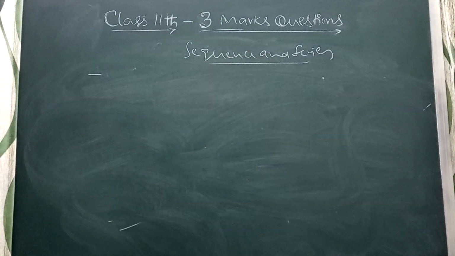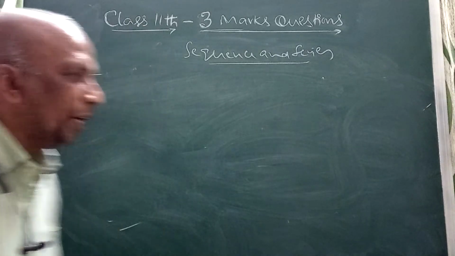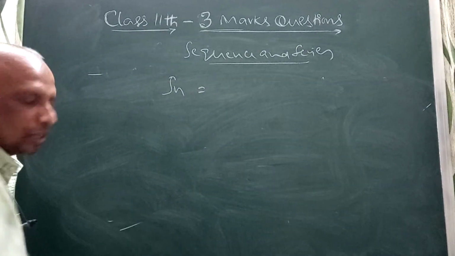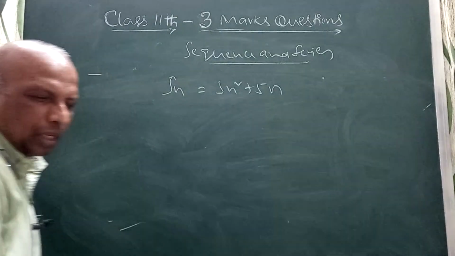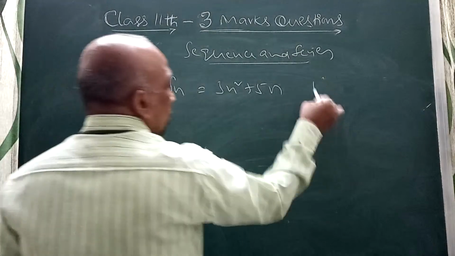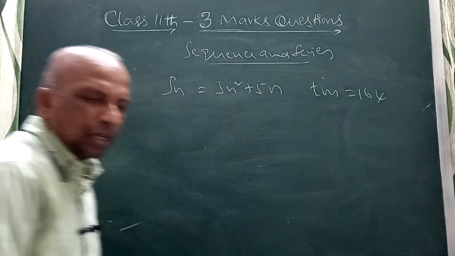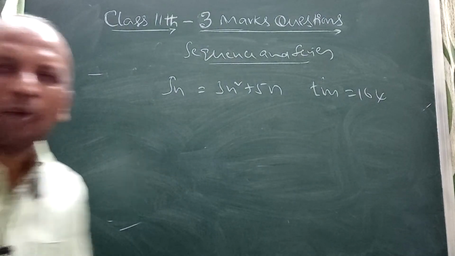If the sum of n terms of an AP is 3n square plus 5n, and the mth term is 164, Tm is equal to 164, then find the value of m.